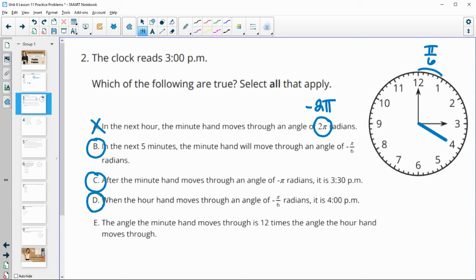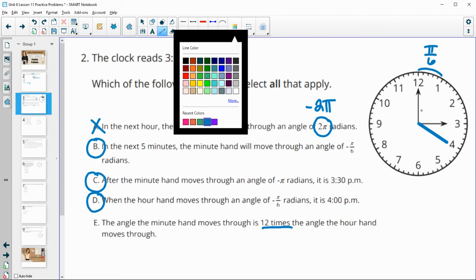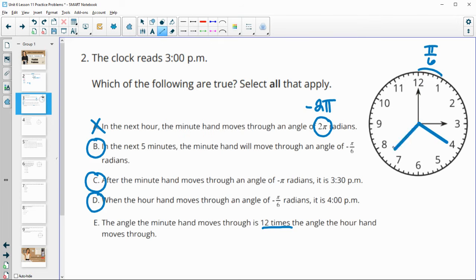That is true. The angle the minute hand moves through is 12 times the angle that the hour hand moves through. And that would be true because for every time that this moves 1 hour, the minute hand moves 12 of those. So when this moves to here, this has to go all the way around 12 of those. So that angle is going to be 12 times as large as the hour.